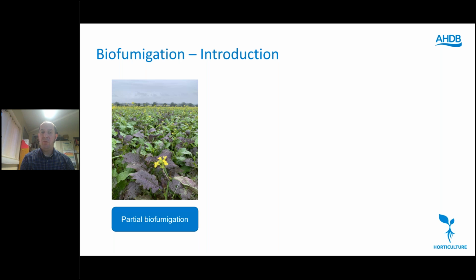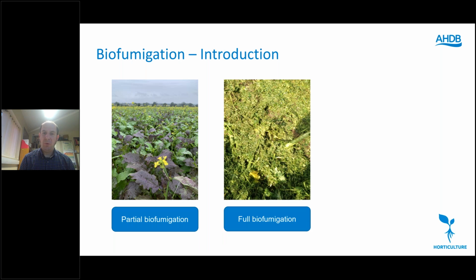So even before you chop the crop, you can get a biofumigation effect. And this is interesting. This is something that we've wanted to do some more research on for a while, because we feel that the next stage, which involves chopping and incorporation, whilst it's very effective, it's often done during the winter months, and that can be damaging to the soil itself. So a system whereby you could look at the growing crop rather than the chopped material is interesting.